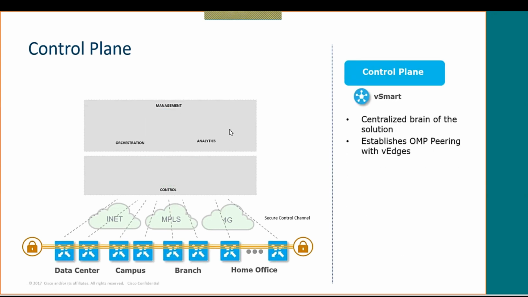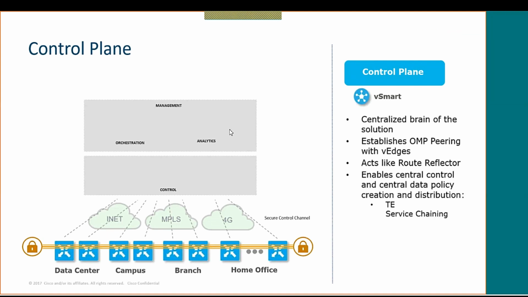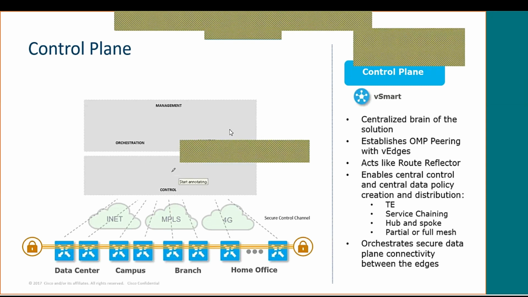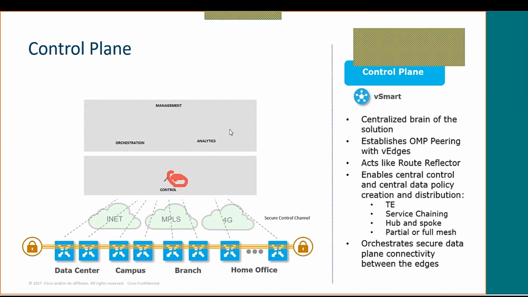Okay, so we do have vSmart. vSmarts are the centralized brain of the solution. You can say it is the centralized control plane. vSmart establishes OMP peering with vEdges. So while we are introducing vSmart, vSmart completes OMP adjacency with the data center, OMP adjacency with the campus, OMP adjacency with the branch, and then OMP adjacency with other devices. So it completes OMP peering with other vEdges, and they act as route reflectors.